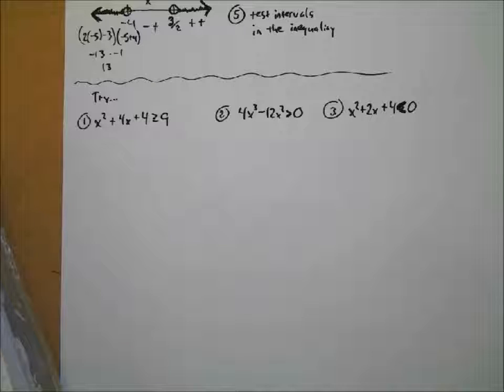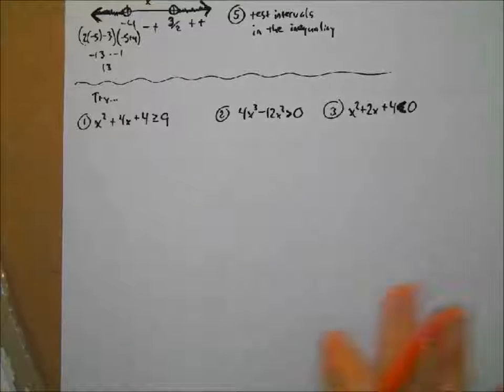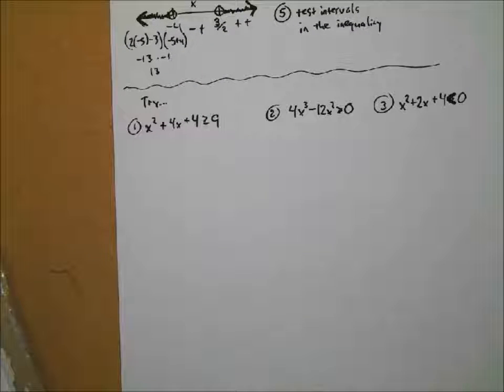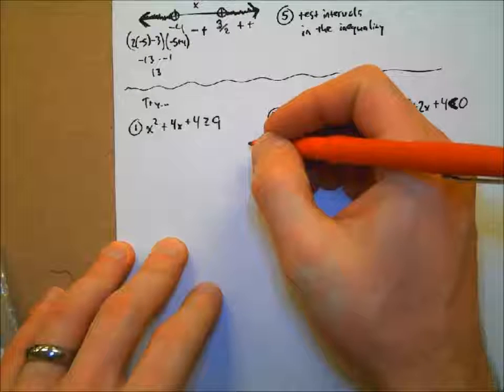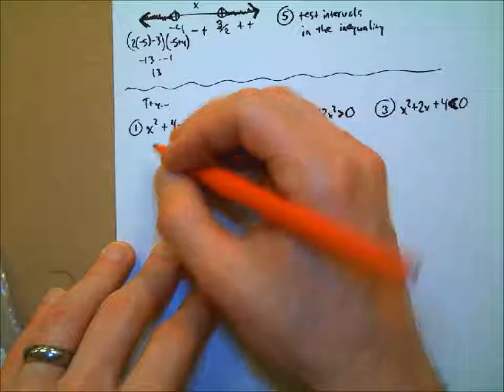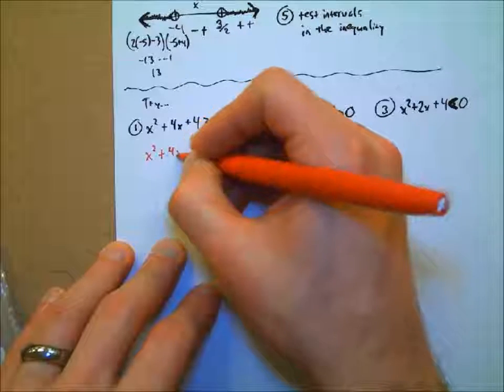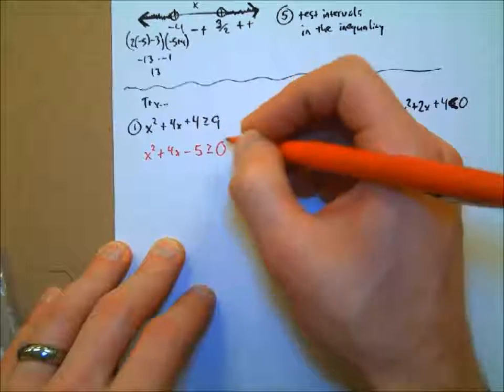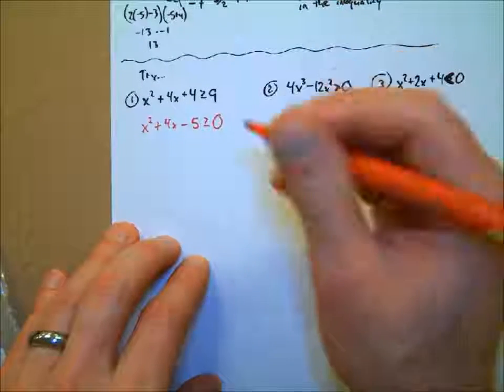Julia, were you able to answer number 1? Let's run us through it if you don't mind. So what did you do first? First I set an equation so it's greater than 0, so I moved the 9 to the left side. Okay, subtract 9 from both sides. You get x squared plus 4x minus 5 is greater than or equal to 0. And then what did you do from here? I factored it.